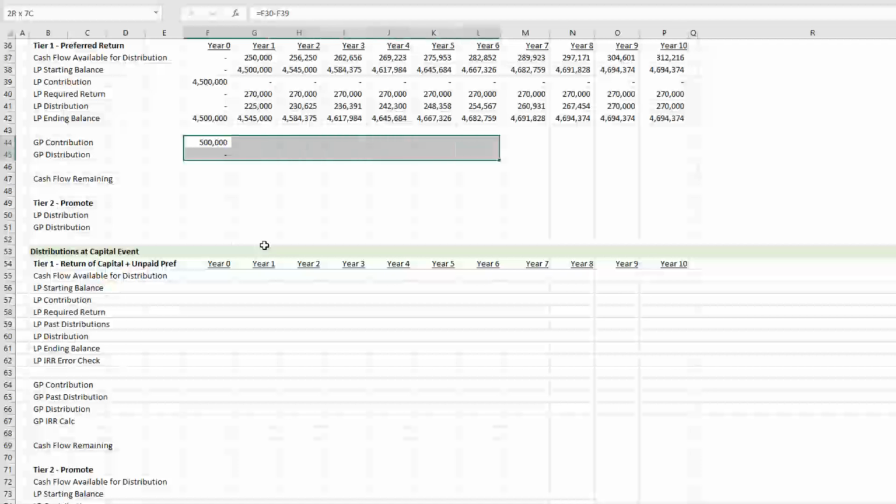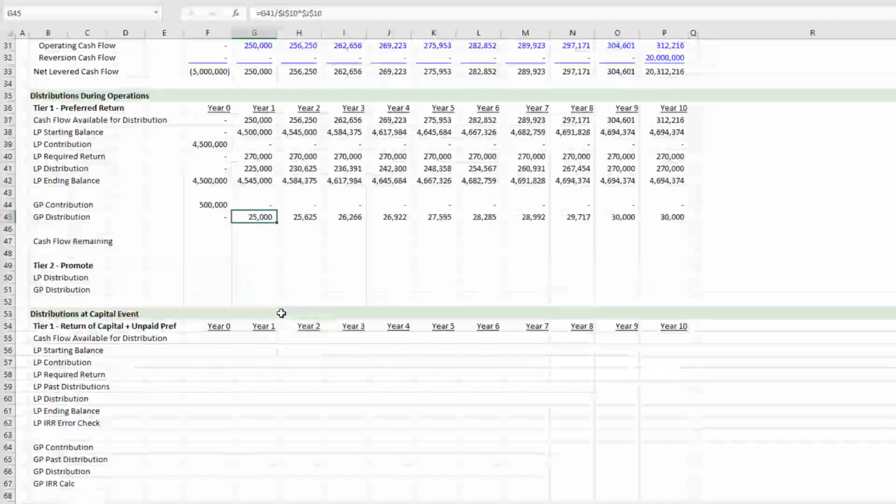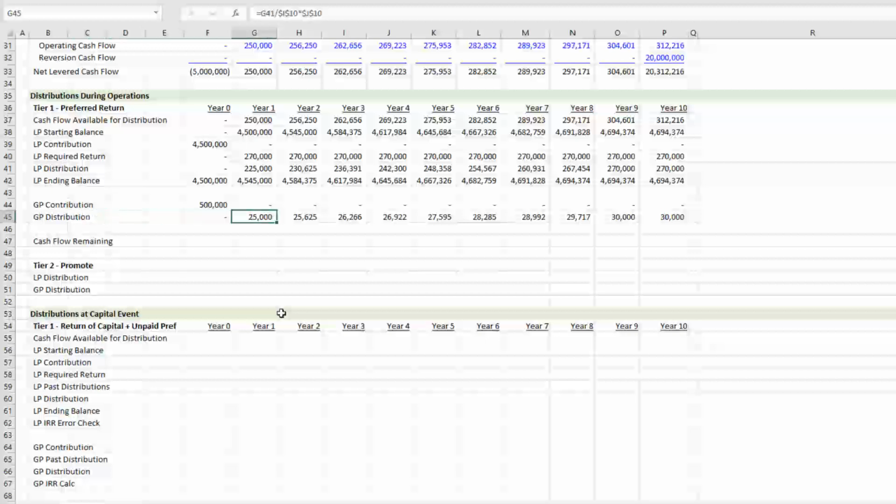And now when I fill these out to the right, Control R, what you'll see is the GP contributes 500,000 in time 0, and then receives what is basically a preferred return. This is the GP's preferred return equivalent, and it happens to be 10% of the total amount available, or 10% of the total amount distributed in this preferred return tier.